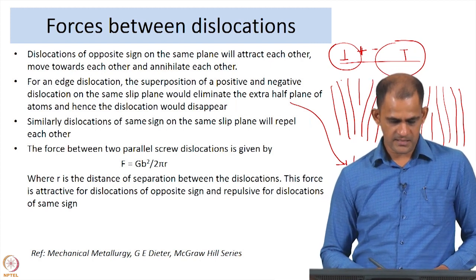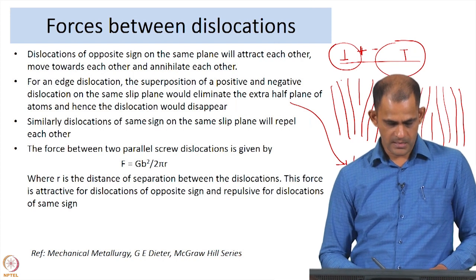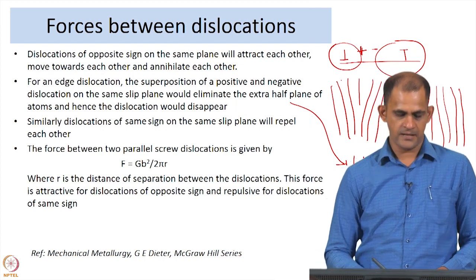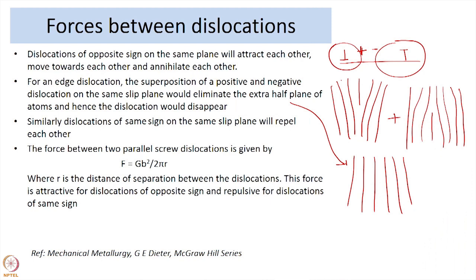So, where r is the distance of separation between the dislocations, and like I mentioned earlier, if you have two screw dislocations, then the force between the dislocations is dependent on this distance r, and it is basically given by the following relation. I am, again, not covering forces between edge dislocations here.